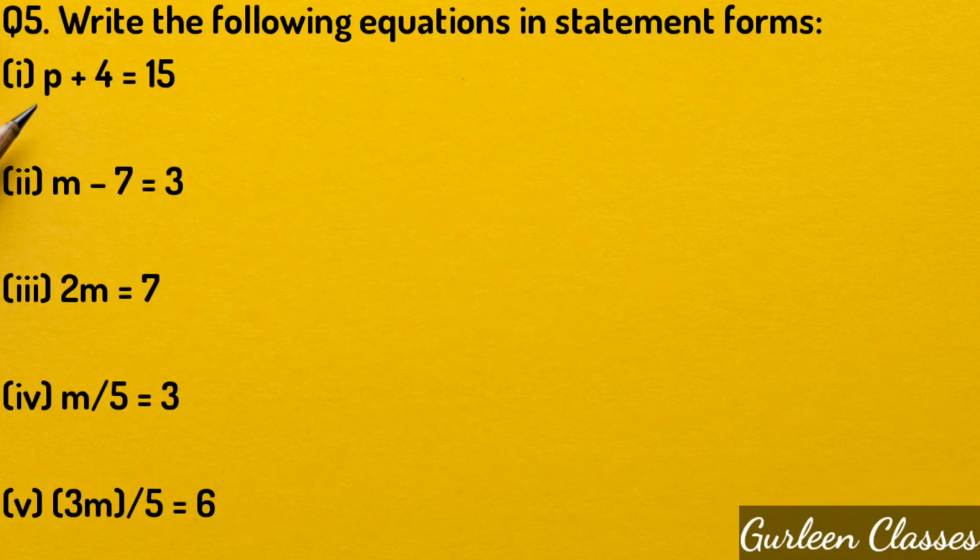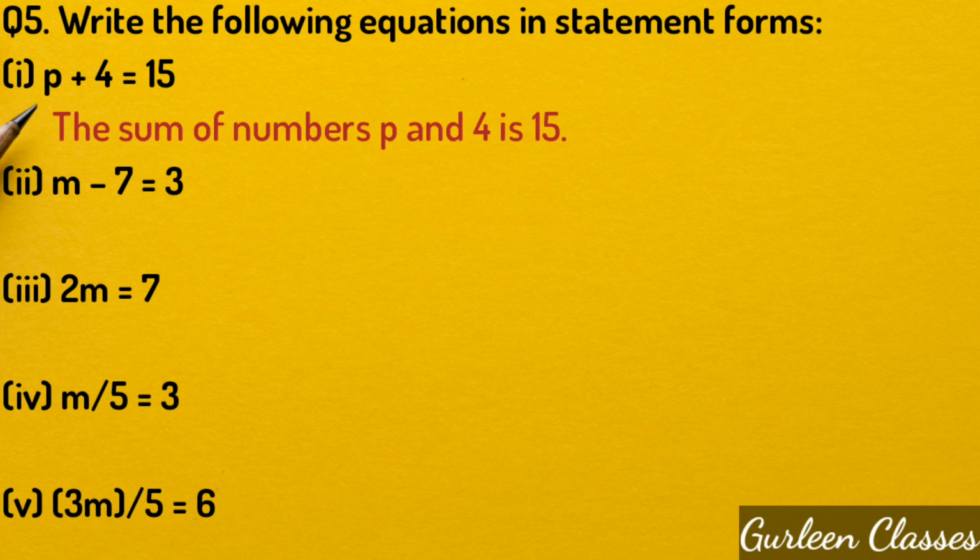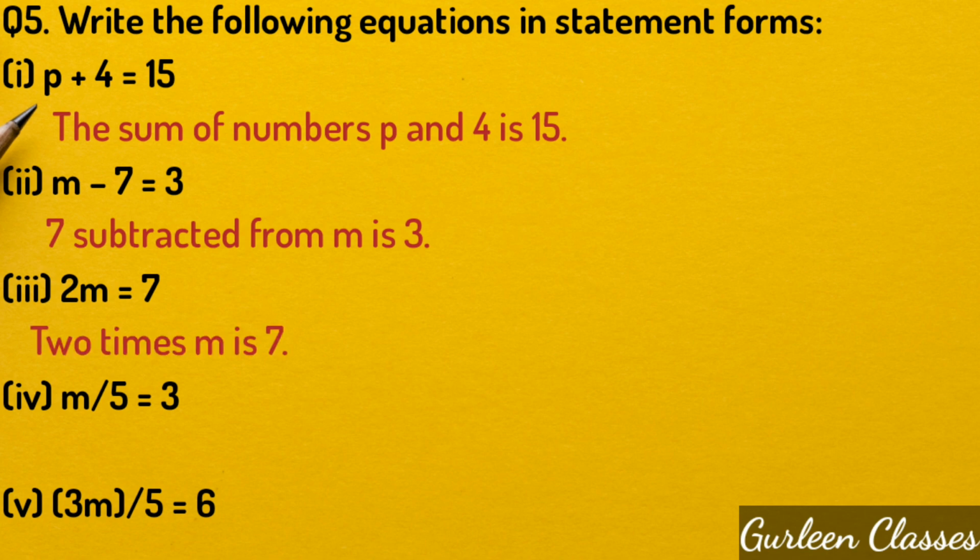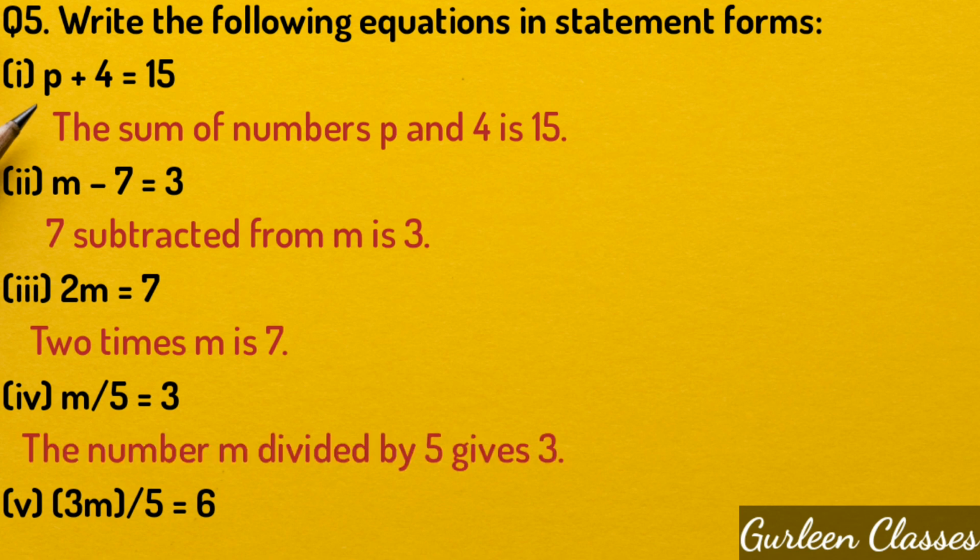Question number 5. Write the following equations in statement forms. First part, p plus 4 is equal to 15. The sum of numbers p and 4 is 15. Second part, m minus 7 is equal to 3. 7 subtracted from m is 3. Third part, 2m is equal to 7. 2 times m is 7. Fourth part, m upon 5 is equal to 3. The number m divided by 5 gives 3. Fifth part, 3m upon 5 is equal to 6. 3/5 of m is 6.